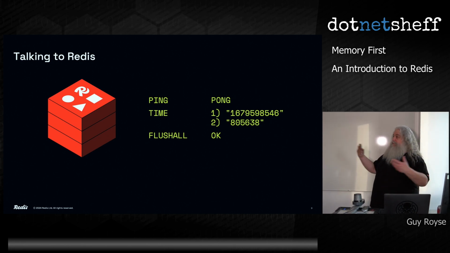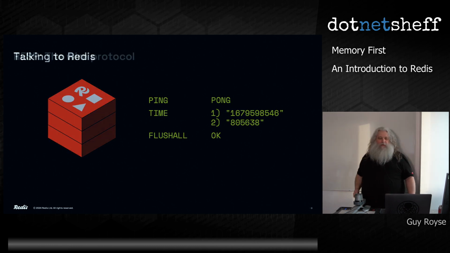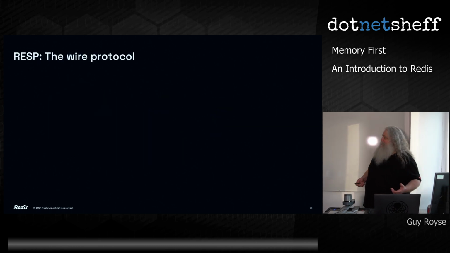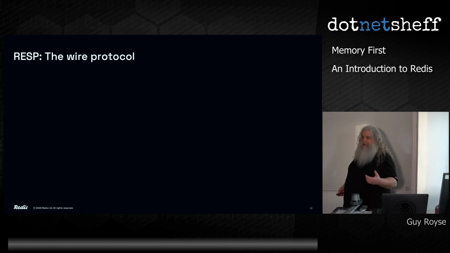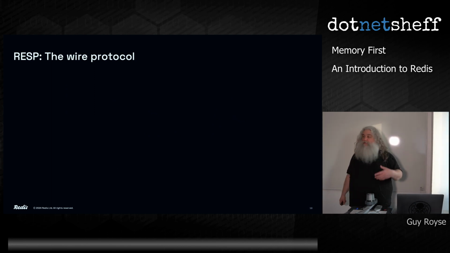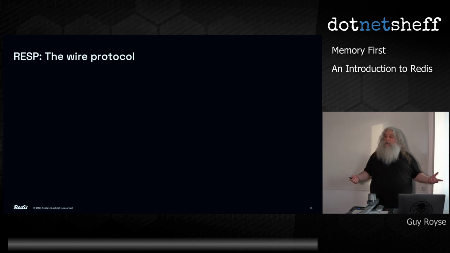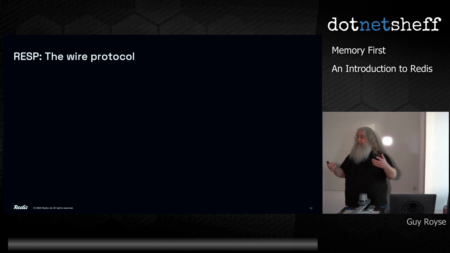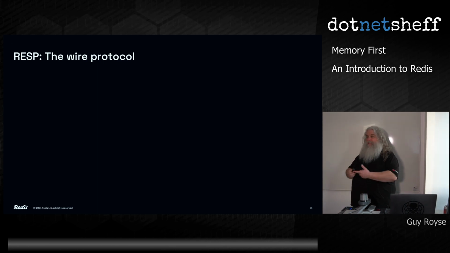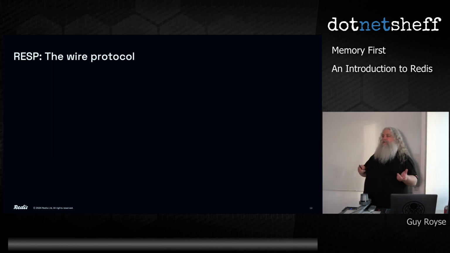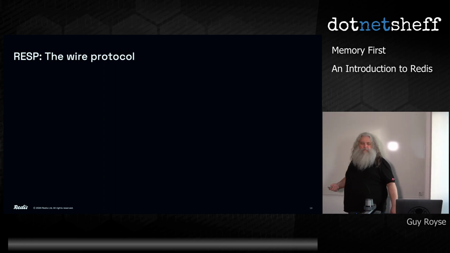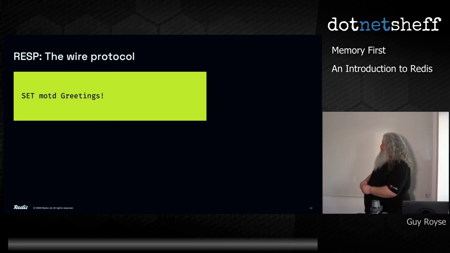Now you send a command, you get a response. The commands are sent over a protocol called RESP, which I can never remember what it stands for, but it's called RESP. This is the wire protocol that Redis uses. The client libraries are written in languages like JavaScript and Python and .NET and Java and Go. This is the protocol they use to talk to Redis. And it's not terribly complicated.